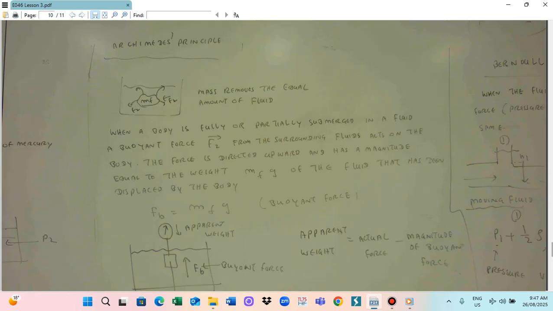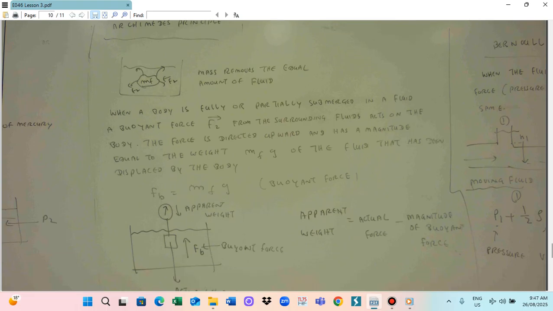Archimedes principle means that when any mass sinks into the water, an equal amount of the mass is displaced. So this is the Archimedes principle. When you put this mass here, this mass displaces an equal amount of the water, of the liquid, the fluid. So this is the Archimedes principle.